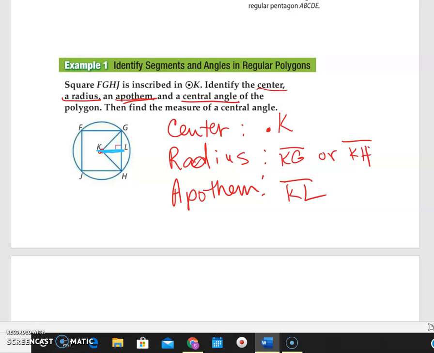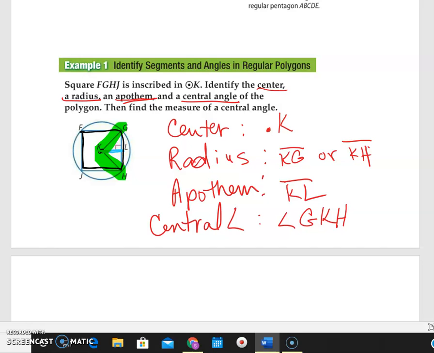And then a central angle of the polygon. There's one drawn in, and our central angle is this little green guy right here. That's angle GKH. Remember that the vertex of the angle has to go in the middle when you're naming that. Then it says find the measure of the central angle. So we have our square and we have that circle. We have just one angle drawn here.